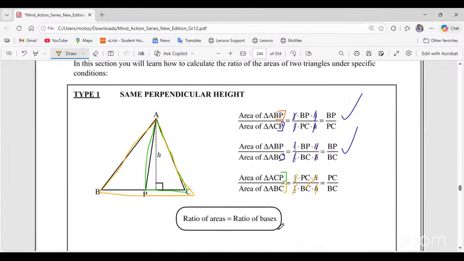So this is what we can just use from the get-go. If you are given triangles and you want the ratio of their areas, and you can see that those triangles have the same height, then you can just say the ratio of the areas of those triangles is equal to the ratio of their bases, just like that.